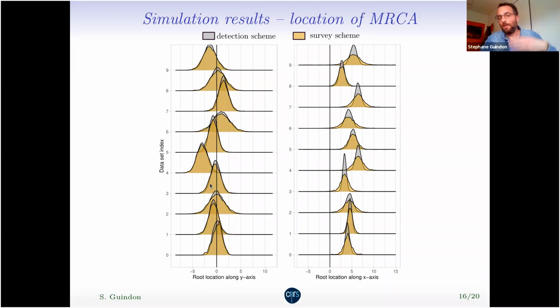So here sampling is done uniformly along the y-axis, but the sampling is biased along the x-axis, right? So here we've sampled lineages preferentially around this position 5 here.